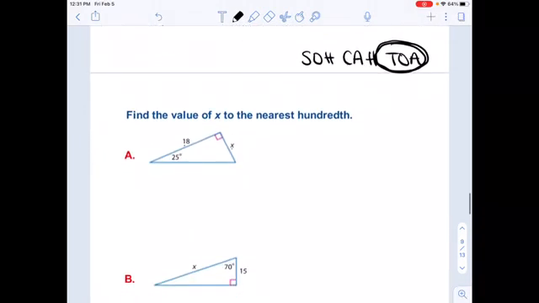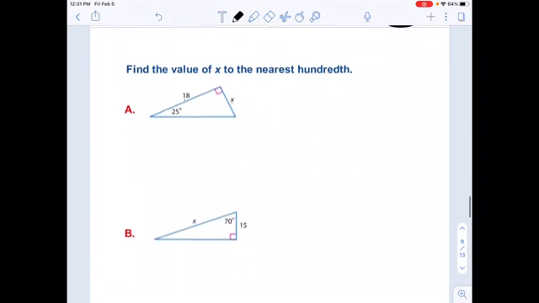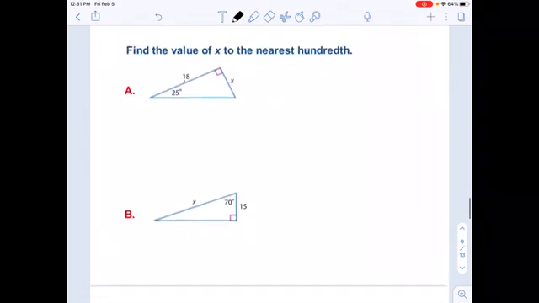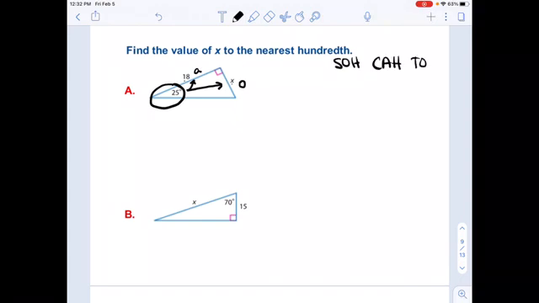Okay? Now, find the value of x to the nearest hundredth. These aren't story problems anymore, but we are going to do the same thing. We have our perspective here at 25 degrees. I am trying to find my opposite. I am given my adjacent. So once again, if I rewrite SOHCAHTOA, I am going to use the tangent.